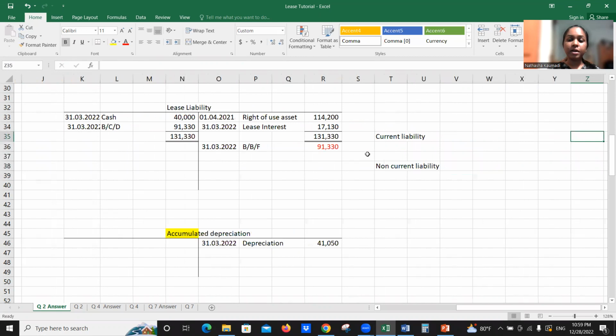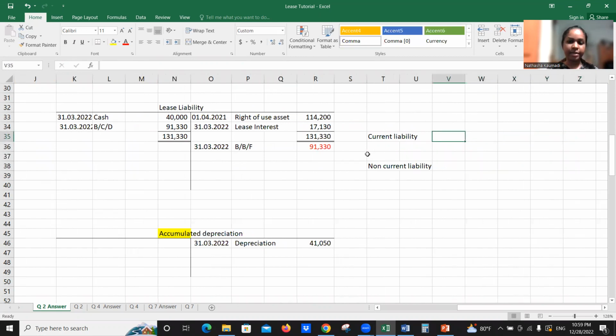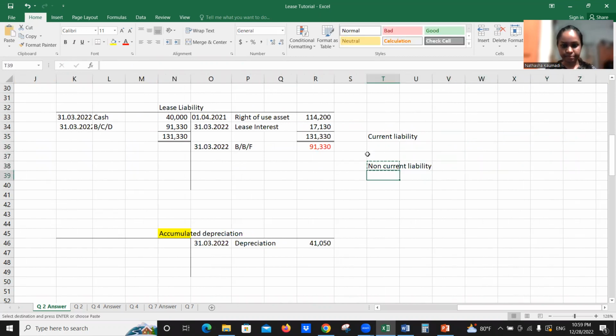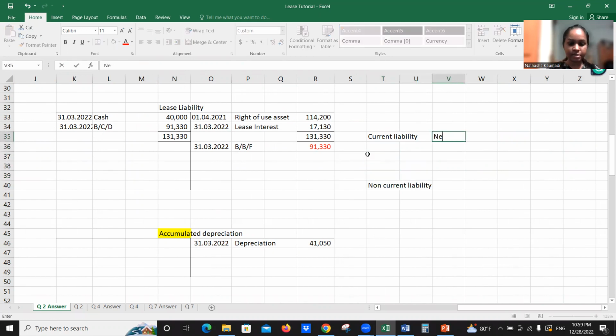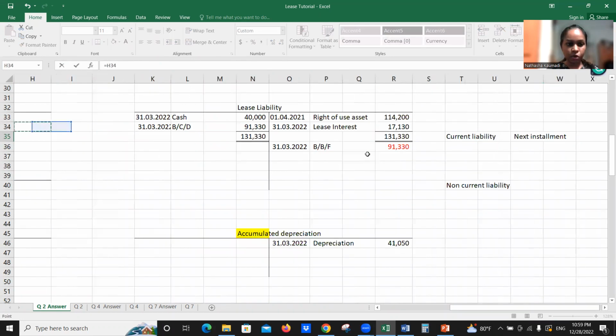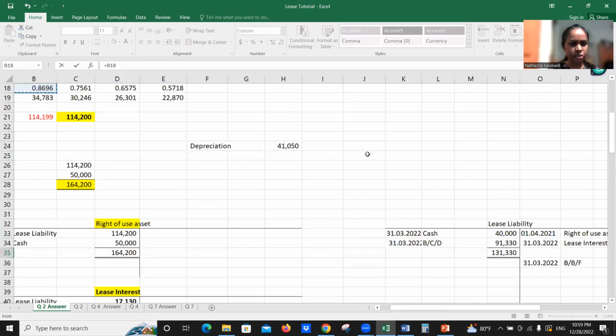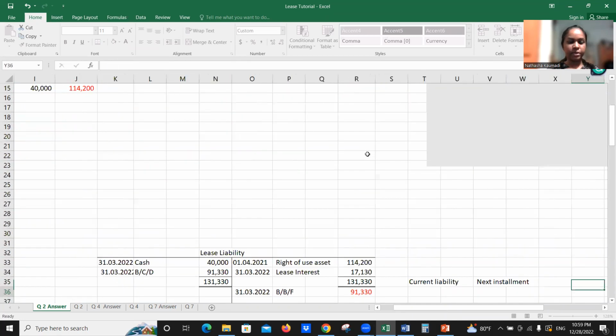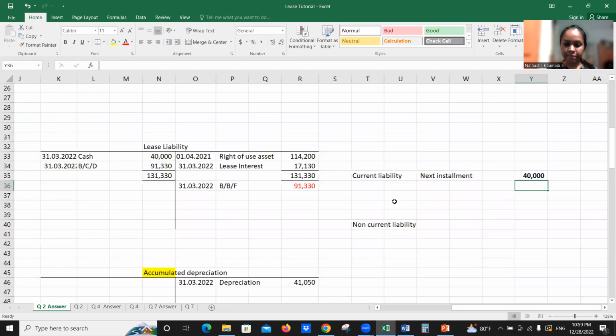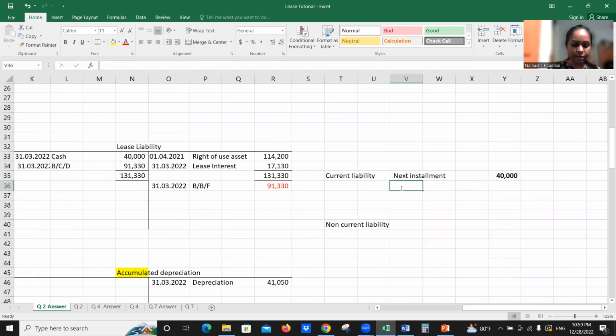How to compute the current liability? Take it like this. First of all, take the next installment value. Next year, you will be paying 40,000 as the installment. Take the installment, this 40,000. And then compute the interest portion in the next installment.